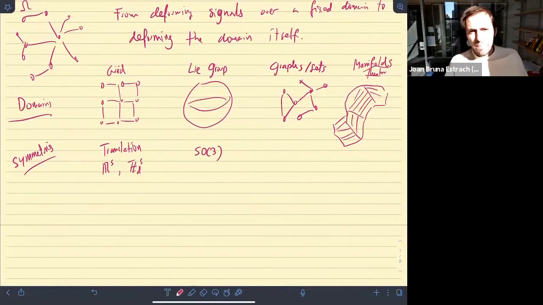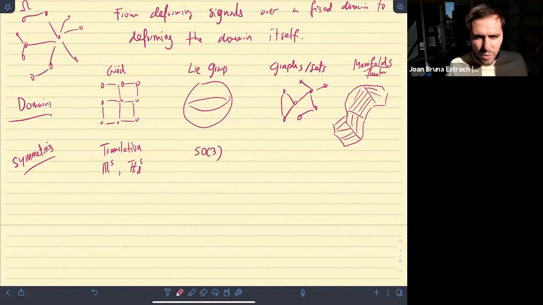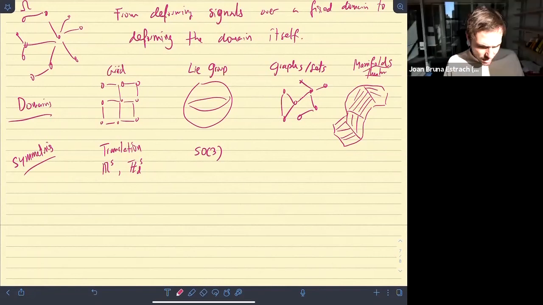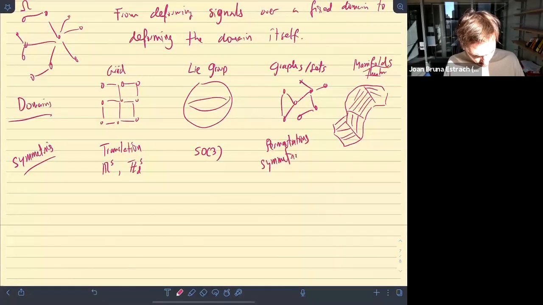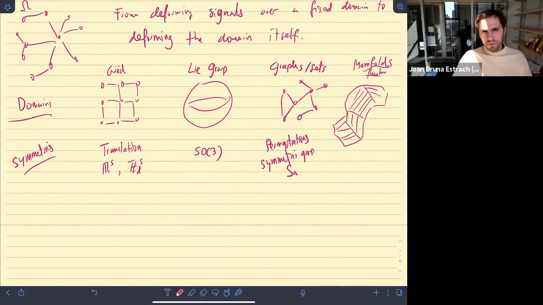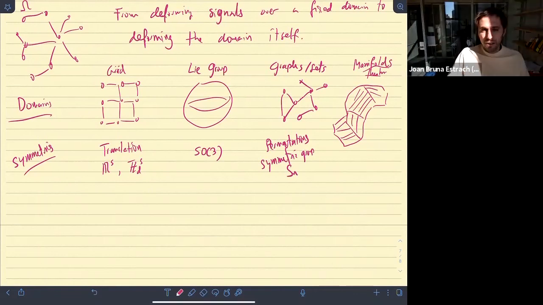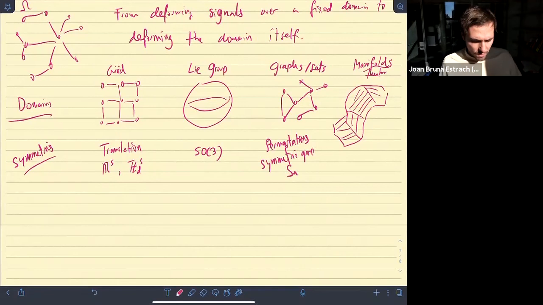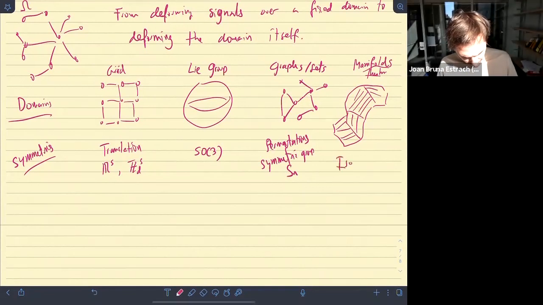In the case of graphs, as I said, there's the notion of global symmetries. What are the transformations that we can make to the input that do not change the structure? These are all permutations. This is called the symmetric group. And in the case of manifolds, there's also a notion of global symmetry. Two manifolds are equivalent if they are related by a diffeomorphism. This is called the isometry group.